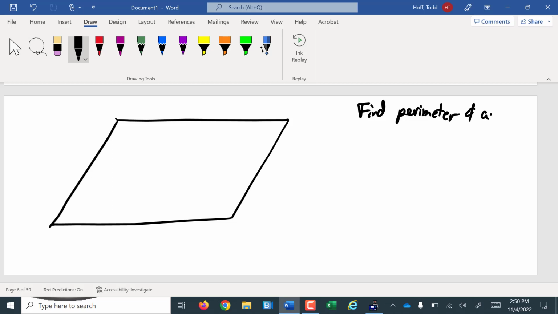So we're going to find the perimeter and area again. Somebody give me a number between 8 and 30 again. 17. Good number.